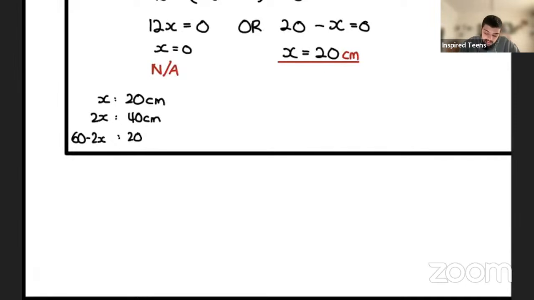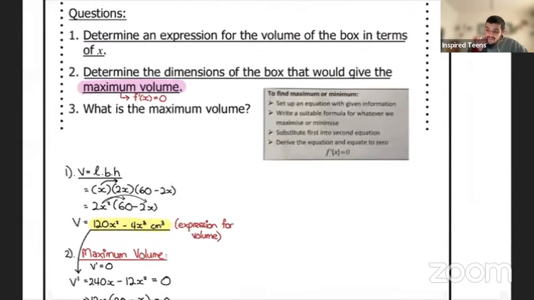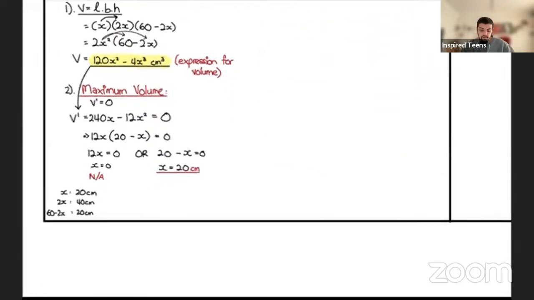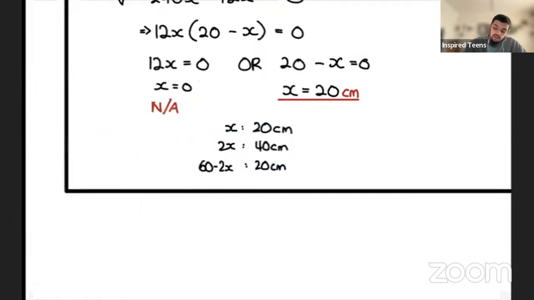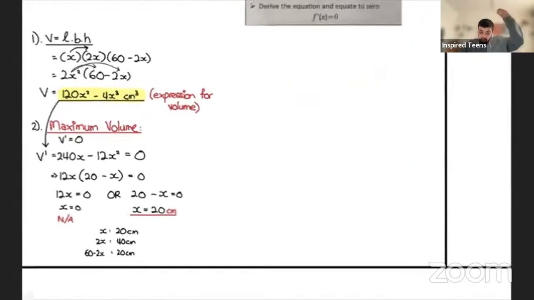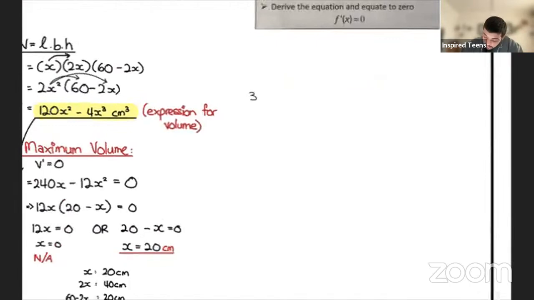No, 60 minus 40, which is 20, really? So 20, 40, and then 60 minus 40 is 20. Okay, we had dimensions, but okay. If I'm incorrect, please just let me know. But yeah. Okay, but therefore, these are then the dimensions of the box. Let's look at number 3.